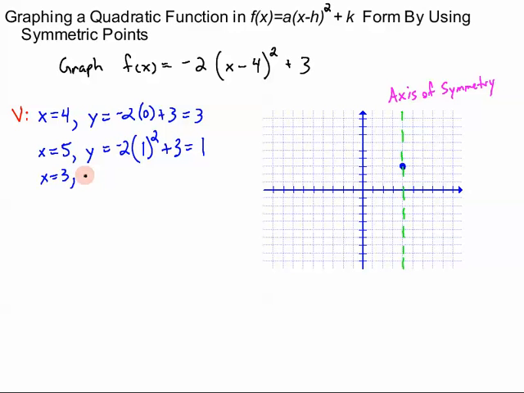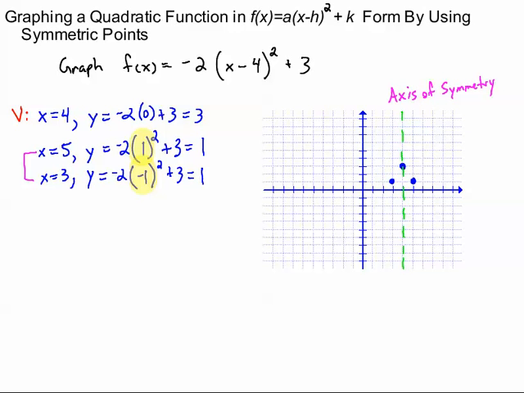Let's see what happens if I plug in 3. You get y equals negative 2 times 3 minus 4, which is negative 1, squared, plus 3. Now the interesting thing is, here I got a positive 1 squared, here I got a negative 1 squared. If I square those, I get the exact same value. So this ends up being positive 1 as well. These are symmetric points because they give you the same y value. And you can see it if you plot it. If x is 5, y is 1, so that point is here. If x is 3, y is 1 also. So they are mirror images of each other across the axis of symmetry.